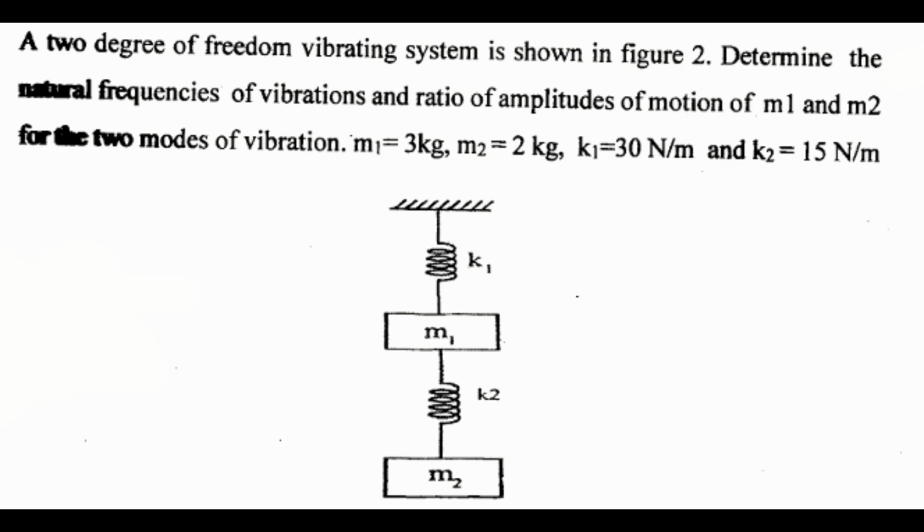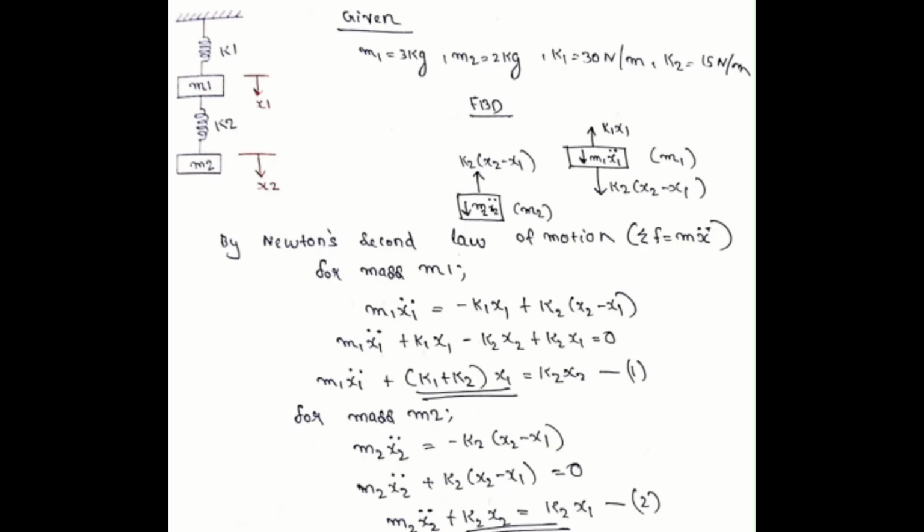So let's look at the step by step method to solve it. This is the given figure. We have two springs with masses m1 and m2. So a spring and mass system is given, and these are the given conditions. m1 was 3 kilogram, and m2 was 2 kilogram, and the spring constants k1 and k2 are 30 newton per meter and 15 newton per meter.